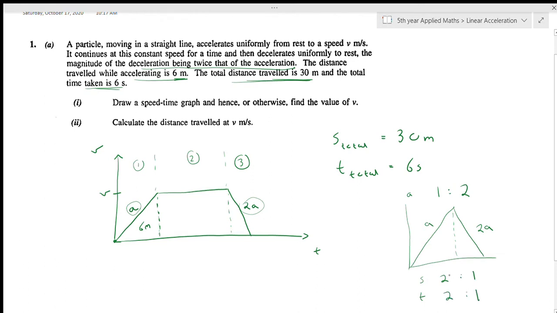So if it's 2 to 1 for distance, that means that the distance covered while accelerating at a rate of a is twice the distance covered while decelerating at a rate of 2a. So that means that this distance here must be 3 meters. That gives us a ratio of 2 to 1. So that's a nice little handy trick, but it's really important that you get that at the start because it helps you with the rest of the question.